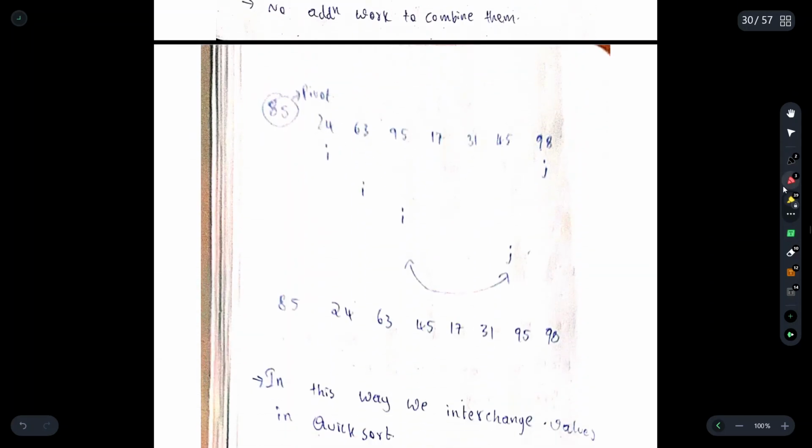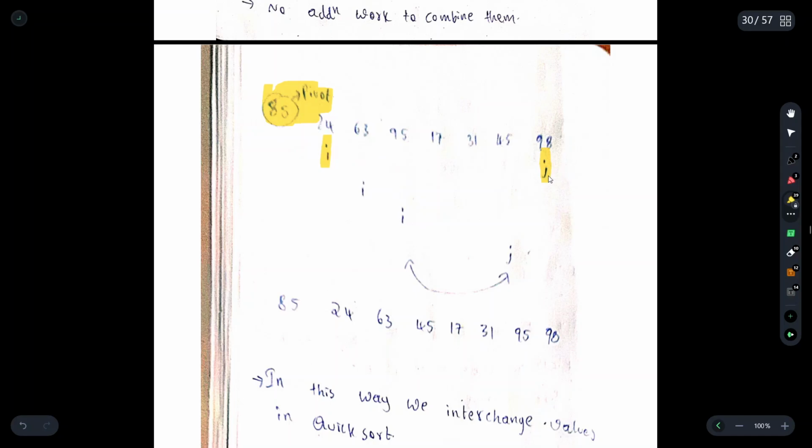So I have considered this 85 as the pivot value. After considering that as the pivot value, this is the i value and this is the j value. Until i is less than the pivot value, I will increment i. So 63 is less than 85, I will increment it. 95 is not less than 85, so I will stay here.